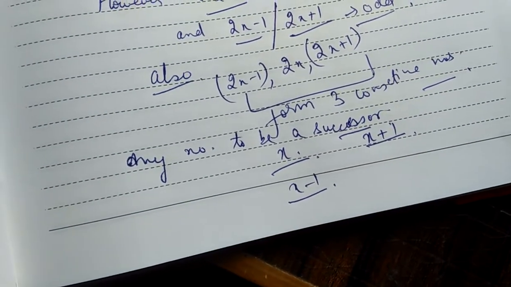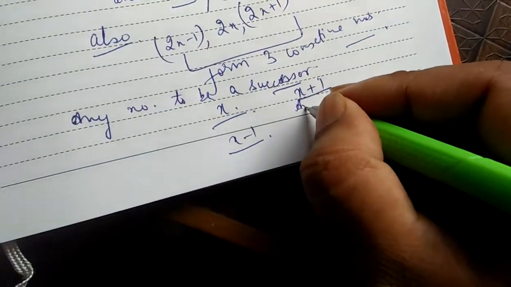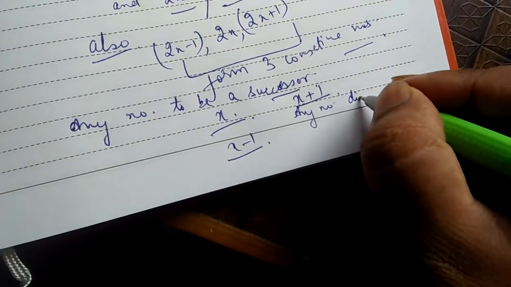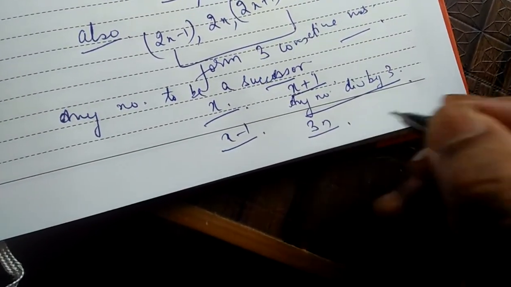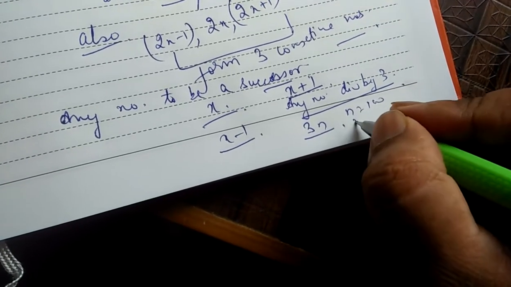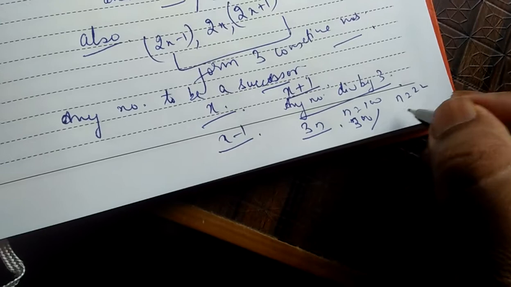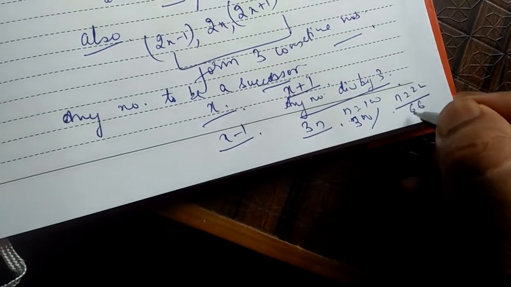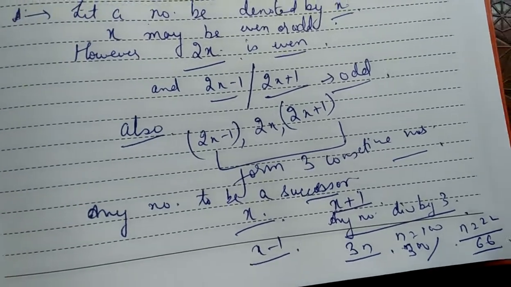All right, so any number divisible by 3 can be expressed as 3n. Okay, so n is equal to 100 and 3n is equal to 300, n is equal to 22, this is equal to 66. Okay, this is simple enough. There's hardly anything difficult about it.